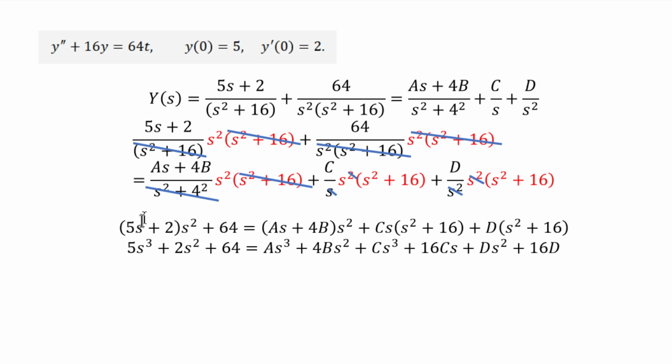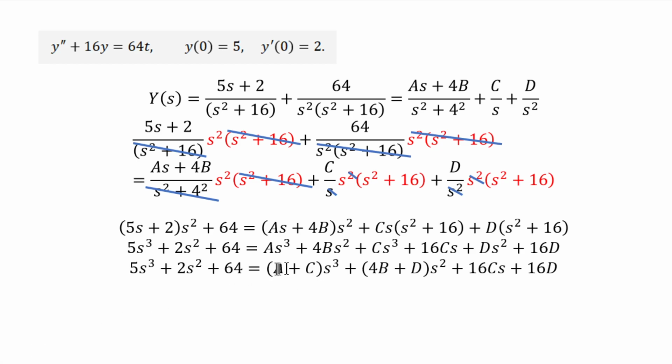So s squared times s is s cubed, s squared times 2 is 2s squared, s squared times s is as cubed, 4b s squared, cs times s squared is cs cubed, cs times 16 is 16cs, d times s squared, 16 times d. And then you want to organize the right side by the powers, so as cubed and cs cubed add up to become (a plus c) s cubed. And then I also see s squared terms here and here, so you put them as (4b plus d) s squared, and then 16cs and 16d.